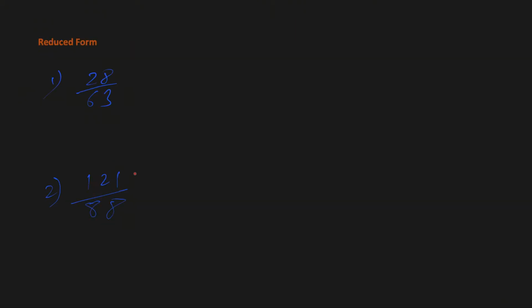The last part for this video is reduced form, or simplified form. By that I mean, if you are given a fraction, how can you further reduce it, or further simplify it? So for example, we have this fraction, which is 28 over 63.